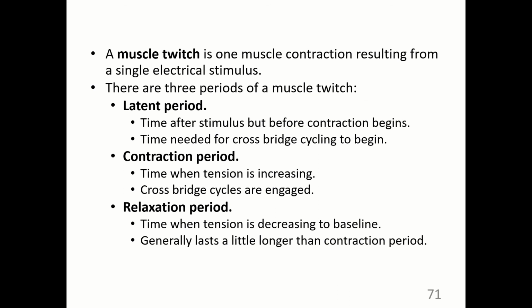A muscle twitch is one muscle contraction resulting from a single electrical stimulus from a motor neuron. This is generally illustrated in a lab, and you can measure, using a myograph, 3 periods of the muscle twitch: the latent period, the contraction period, and the relaxation period.